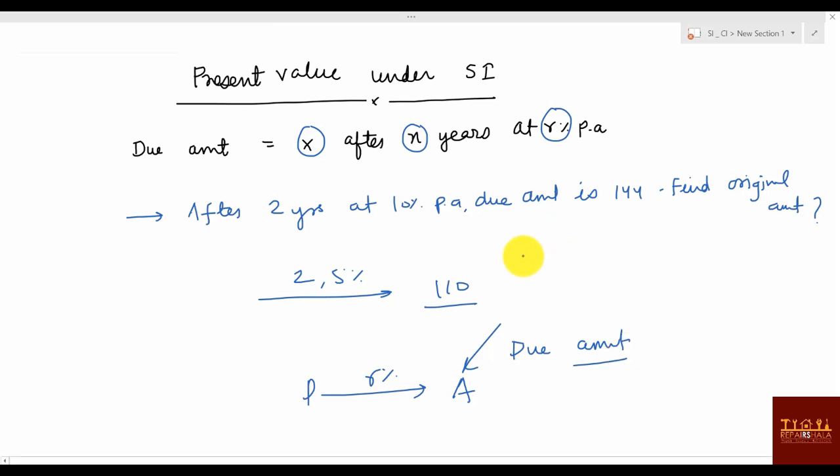So for 10% per annum for 2 years, what is the due amount? 144. Right. So what you can say, 10% for 2 years under SI will be 20%. Something is increased by 20% and the answer is 144. Then what will be this value? This value will be 120.